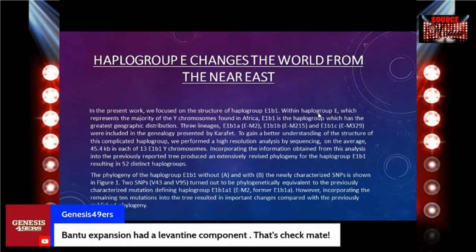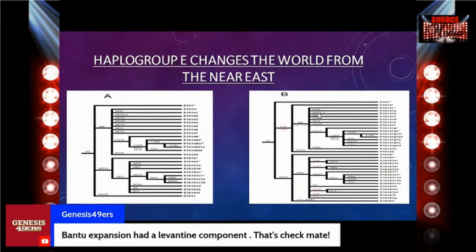The phylogeny of the haplogroup EP2 without the A and with the B, the newly characterized SNPs is shown in Figure 1. 2 SNPs V43 and V95 turned out to be phylogenetically equivalent to the previously characterized mutation defining haplogroup E1B1A1 or EM2. However, incorporating the remaining 10 mutations into the tree resulted in important changes compared with the previously established phylogeny. Now, this right here highlights the changes compared.